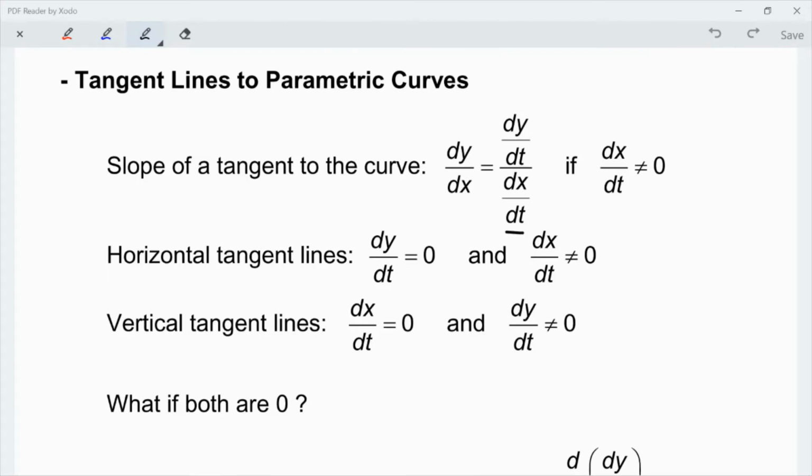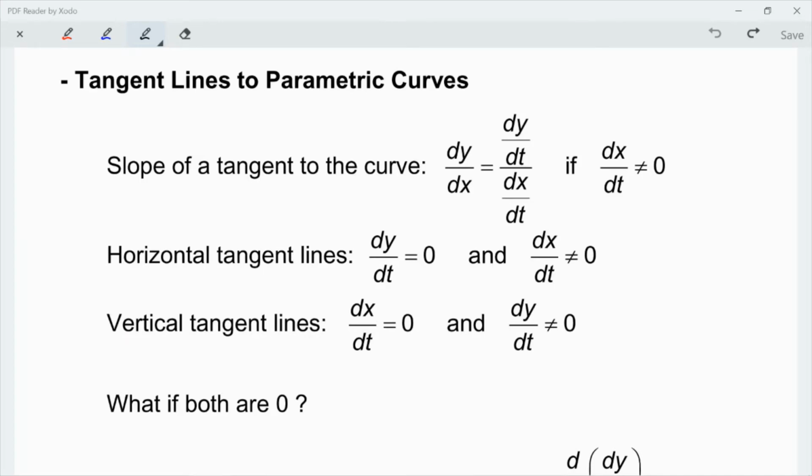If I want dy/dx, all I have to do is dy/dt divided by dx/dt, because if you flipped the dx/dt and multiplied, the dt's would cancel and you'll get dy/dx. So you can always get the slope of the tangent line by dividing dy/dt by dx/dt, just thinking about that algebra.